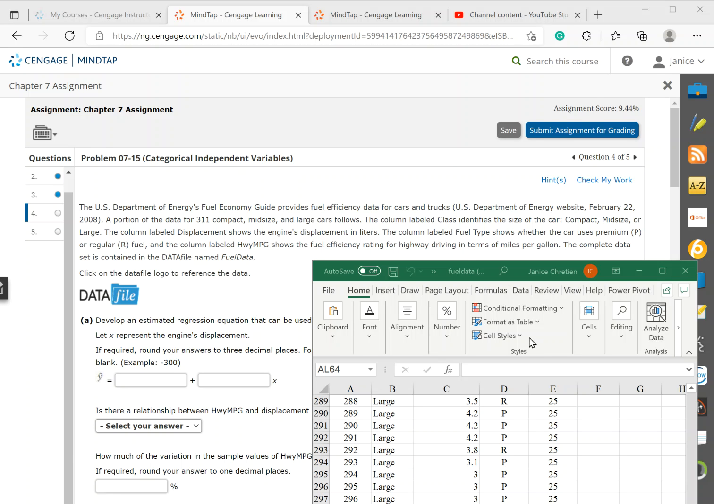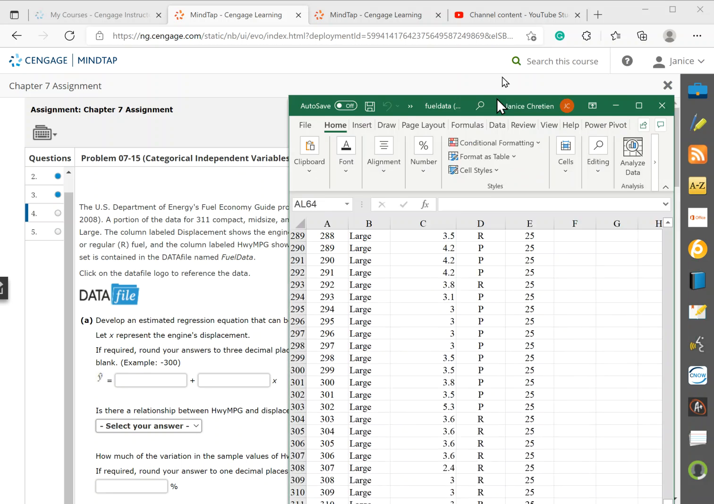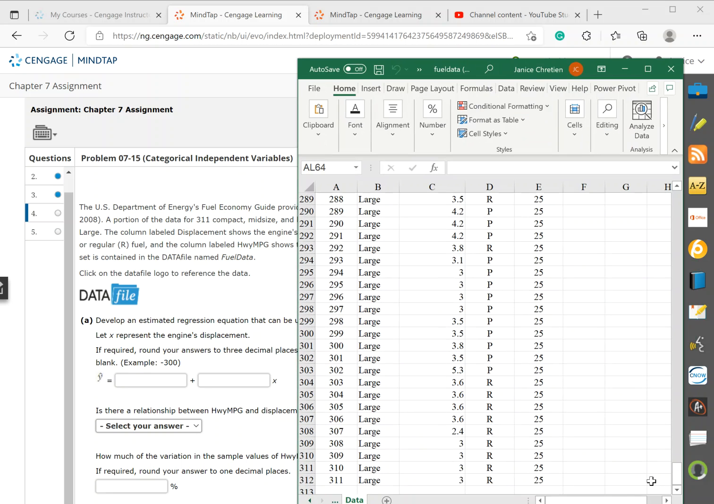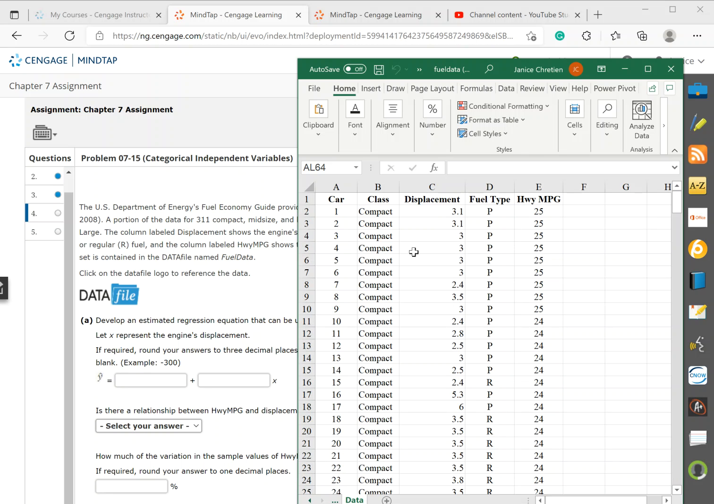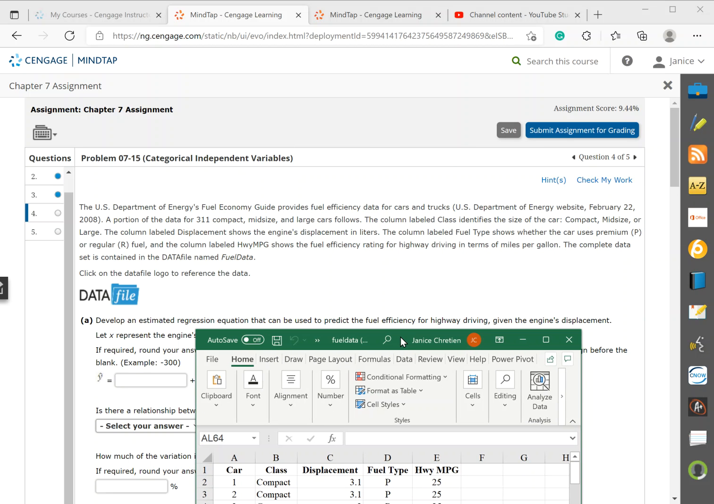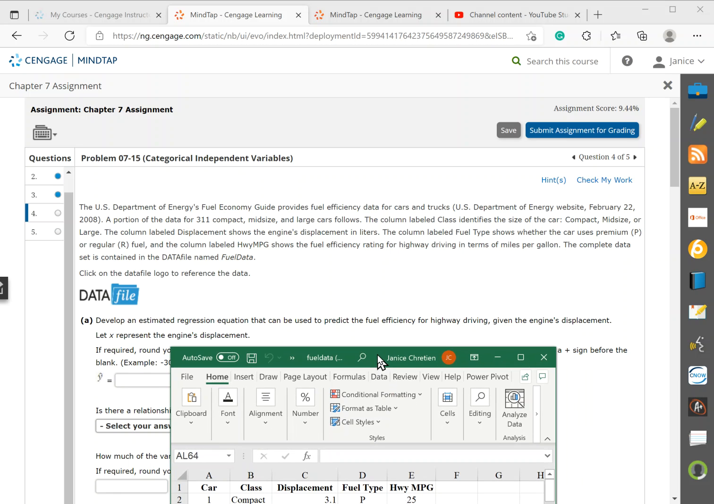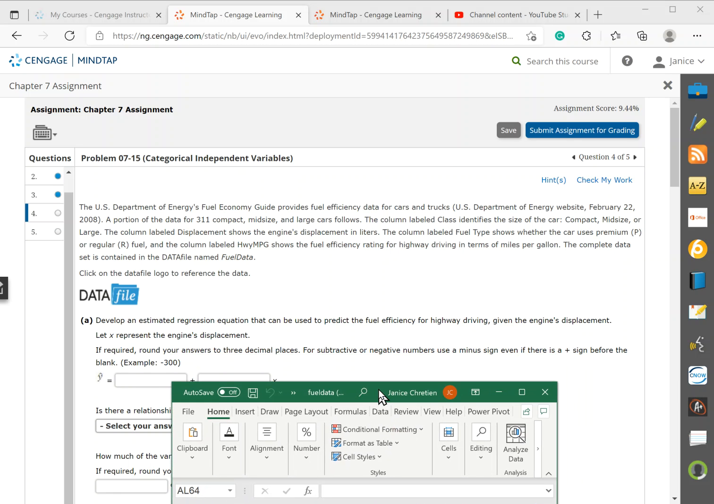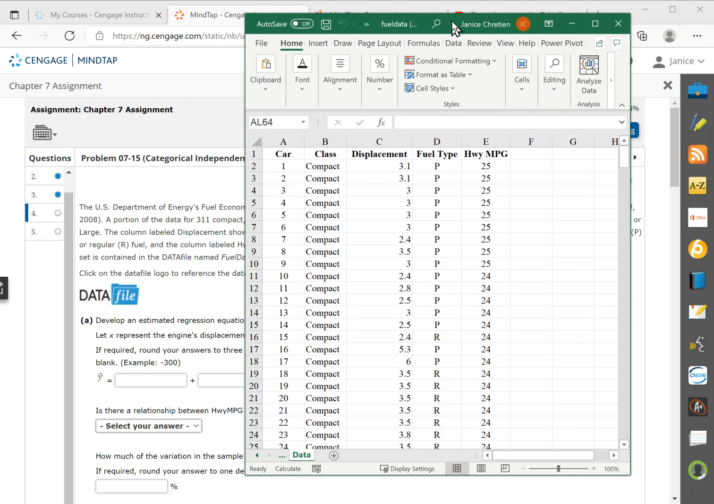The problem is talking about fuel economy, and it provided us some data that I have downloaded, and it's a large sample. It goes up to 311, which is row 312, which I went ahead and denoted. It says develop an estimated regression equation that can be used to predict fuel efficiency for highway driving given the engine's displacement. So let X represent engine's displacement, and 3 decimal places.